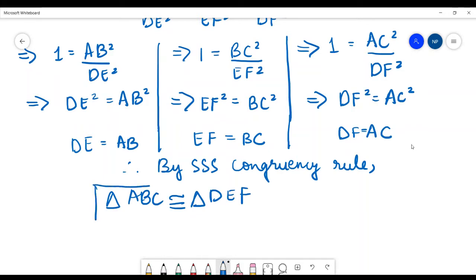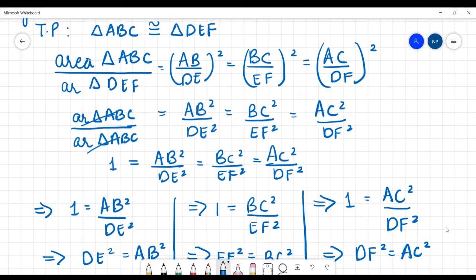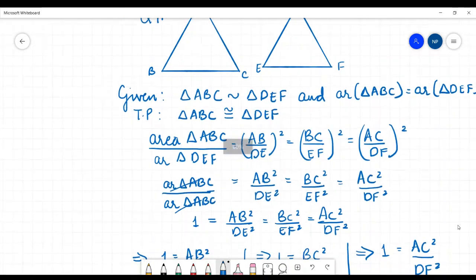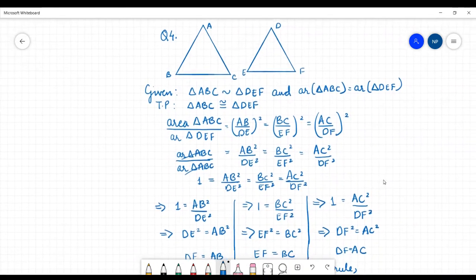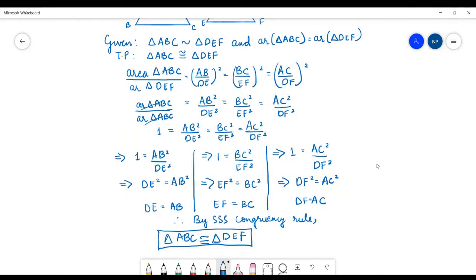Hence, we prove that when the two triangles are similar and their areas are also equal, then we can prove by the side congruency rule that the triangles are congruent as well. So, here is the complete solution of this, children. Please copy it down. While writing the solution, you can pause it as well. Okay, now let us move on to the next question.